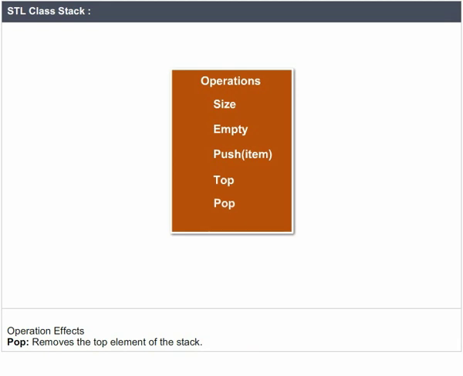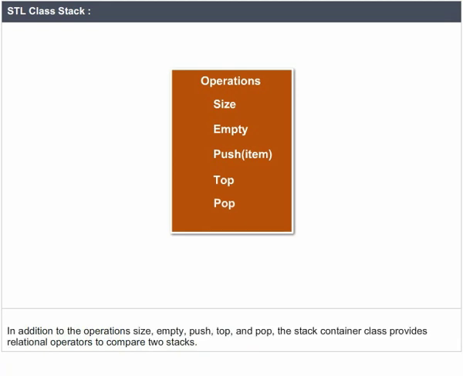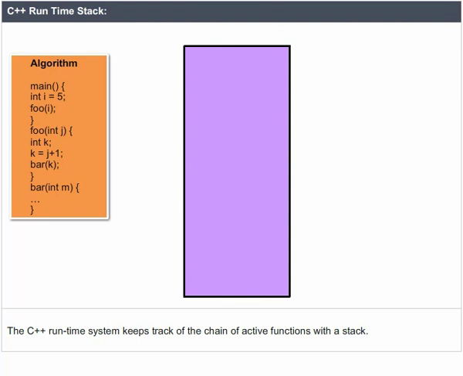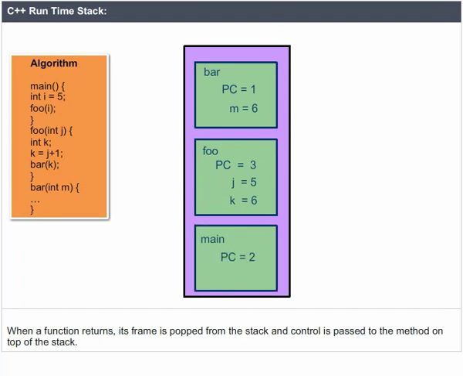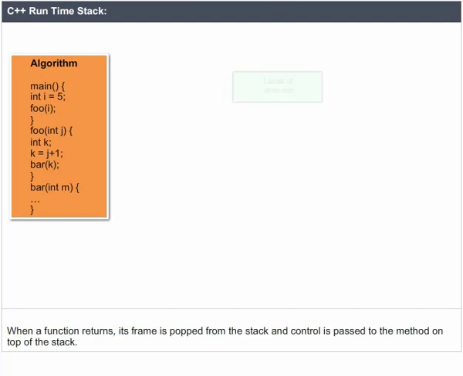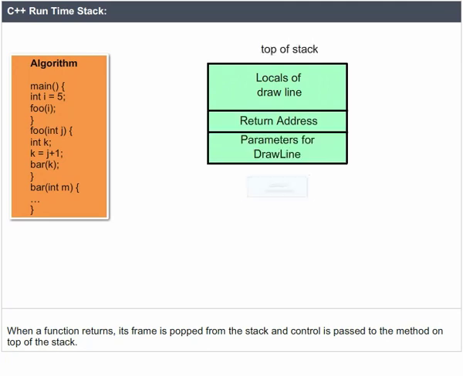In addition to the operations size, empty, push, top, and pop, the stack container class provides relational operators to compare 2 stacks. C++ runtime stack. The C++ runtime system keeps track of the chain of active functions with a stack. When a function returns, its frame is popped from the stack and control is passed to the method on top of the stack.